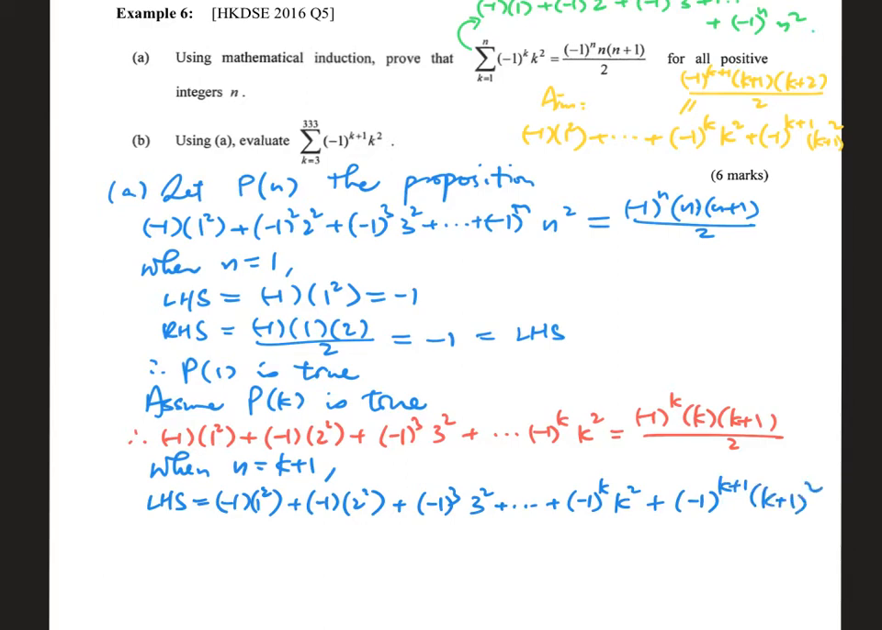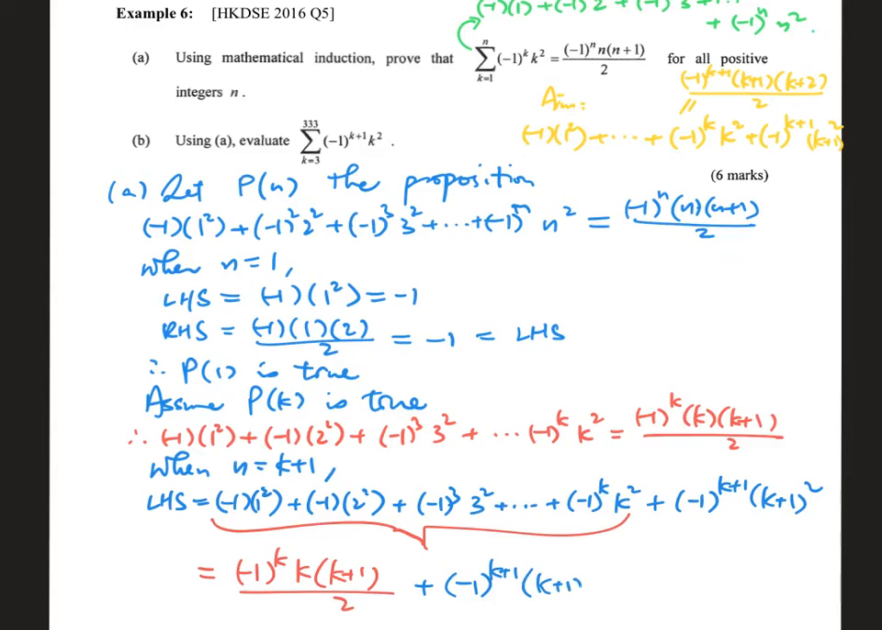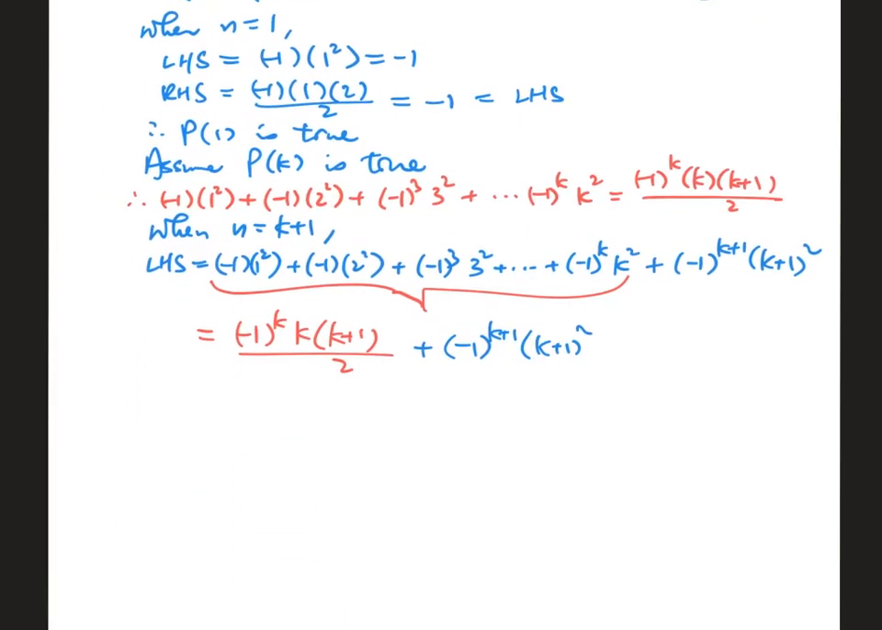For the first k terms, so very ugly. Okay, the result will be minus 1 to the power k, and k plus 1 over 2. And now we have one more additional term called minus 1 to the power k plus 1 square.